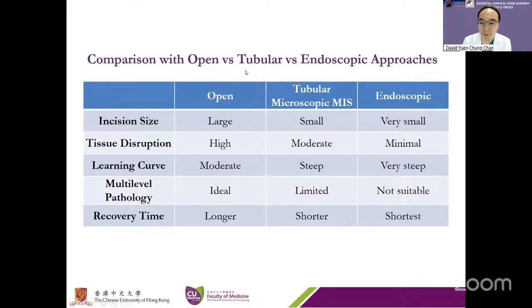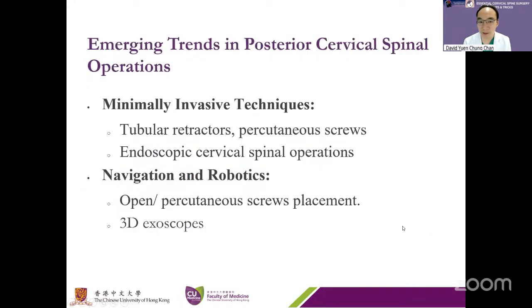So comparing open versus MIS tubular microscopic surgery versus endoscope. The incision of open surgery is large, but it's ideal for multi-level pathology. Whereas for endoscopic surgery, the incision can be very small, but the learning curve is very steep, and it's not suitable for multi-level pathology or more complex spinal operations.